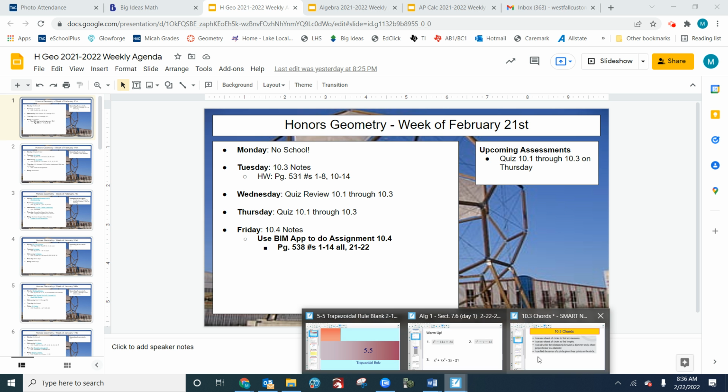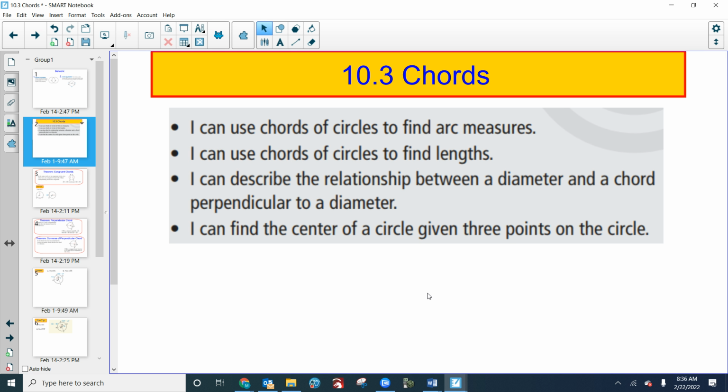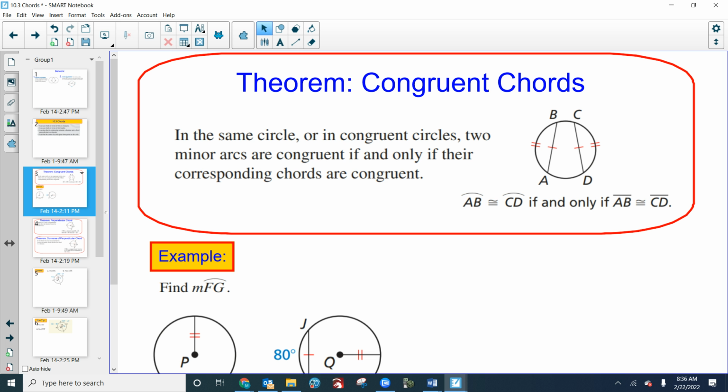So you got some guided notes in front of you. We're going to talk about chords today. Shh, let's quiet down. So we named chords a couple sections ago. Chords are those segments that touch the circle twice. They don't have to be a diameter unless it goes through the center.